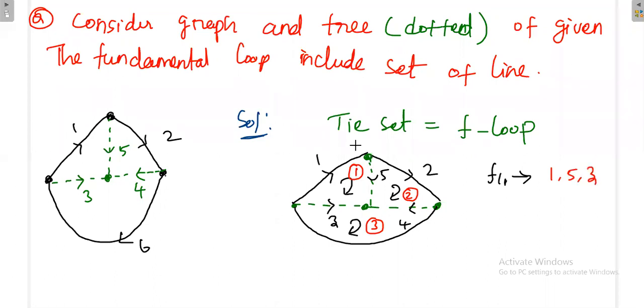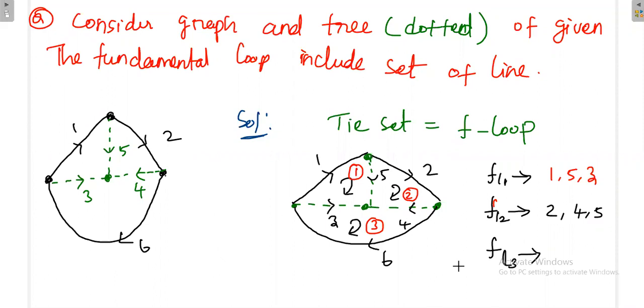What about fundamental loop 2? It is 2, 4, 5. So 2, 4, 5. This is 4. Okay, now only you will have confusion. What about fundamental loop 3? Is it 3, 4, 6 or something else? 1, 2, 6. 3, 4, 6. 3, 4, 6.